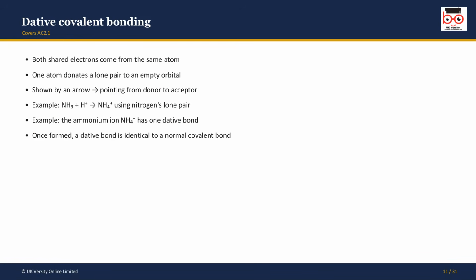There's a special case called dative covalent bonding, where both of the shared electrons come from the same atom.